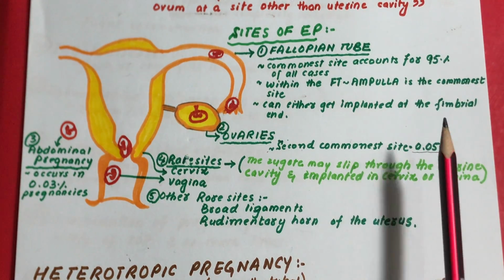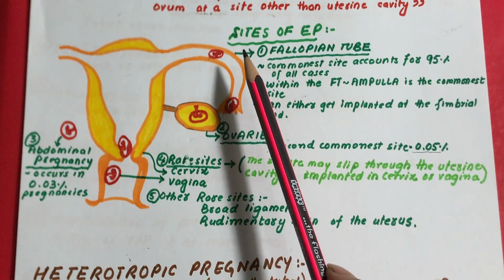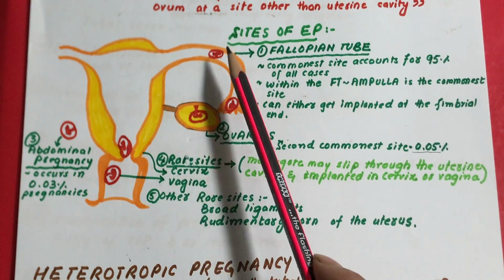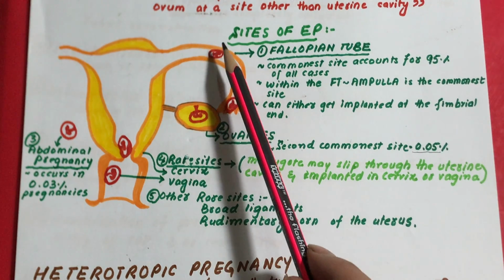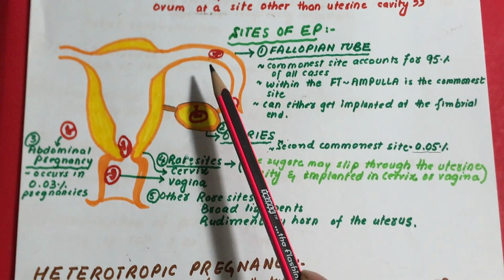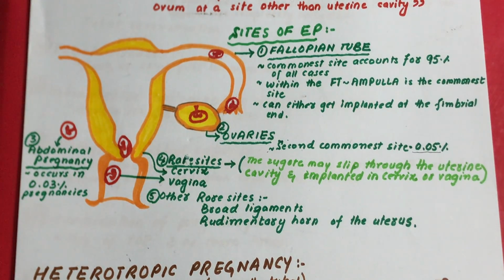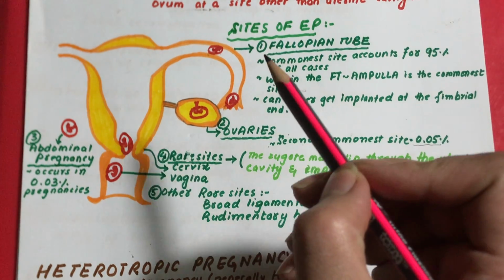Within the fallopian tube, the ampulla is the commonest site. Okay, why? Because under normal circumstances, fertilization occurs in the ampullary region, so it is the commonest site, and almost every pregnancy starts in the fallopian tube. What is the normal mechanism here?